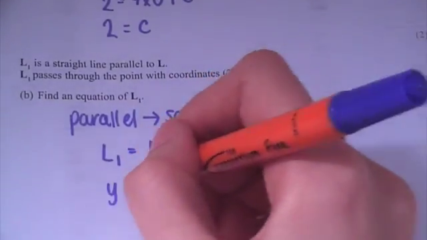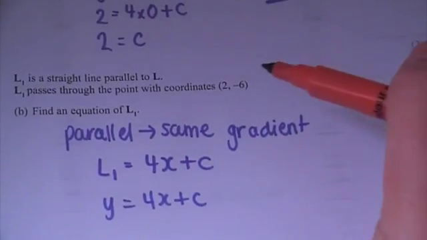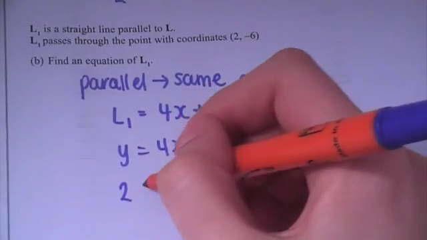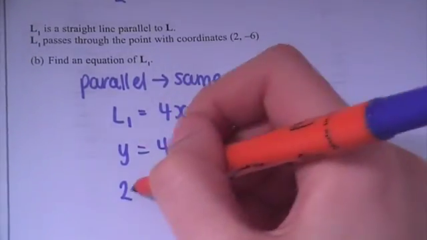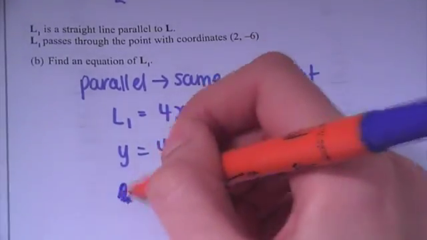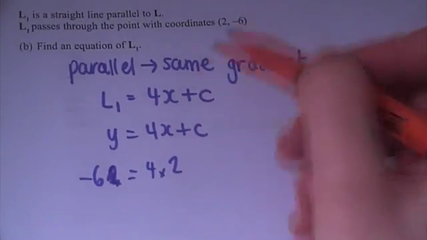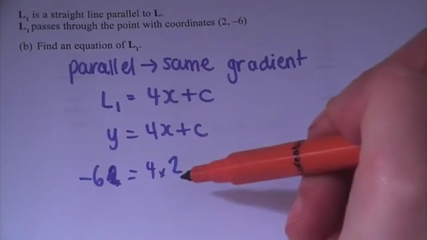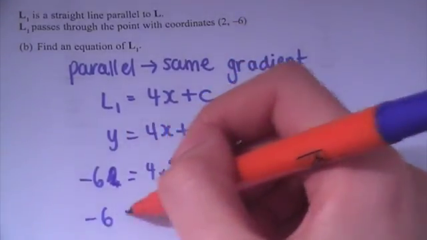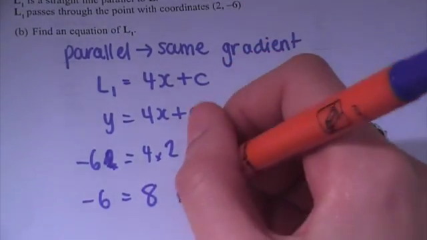You're happier seeing it? We know we're working with L1. And then this one passes through the coordinates 2 and minus 6, which we're going to plug in. So when x equals 2 and y equals minus 6. So we've taken our minus 6, put it as y, taken our 2 and put it as x. So now we've got minus 6 equals 4 times 2, which is 8. And we're going to add the c.